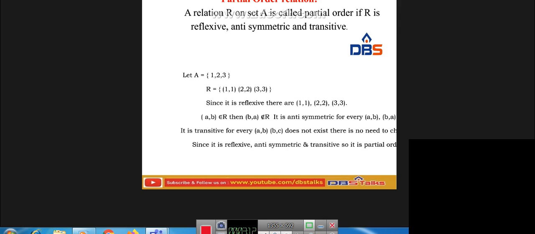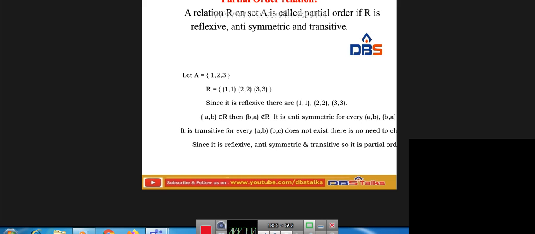Next, partial order relation. A relation R on set A is called a partial order if R is reflexive, antisymmetric, and transitive. The first one is reflexive, the second one is antisymmetric, the third one is transitive.